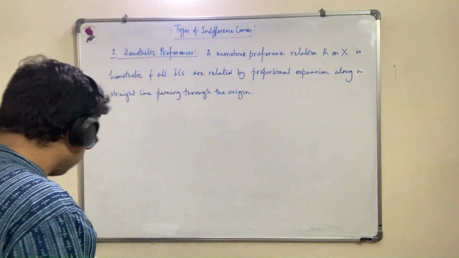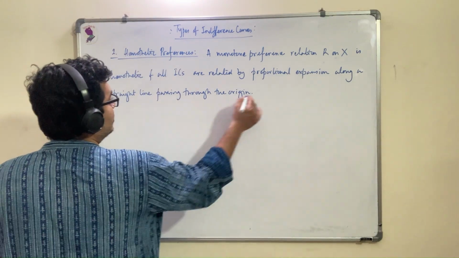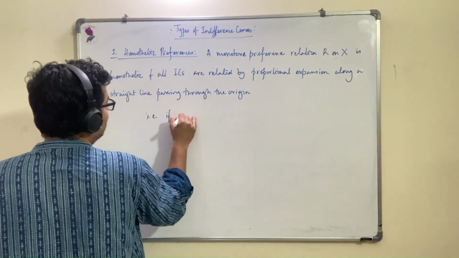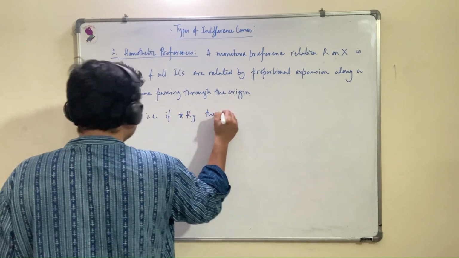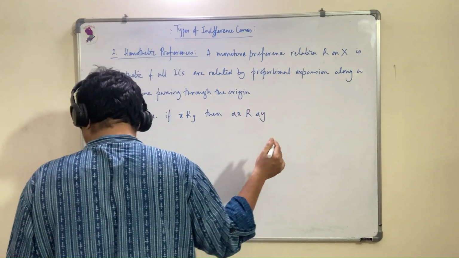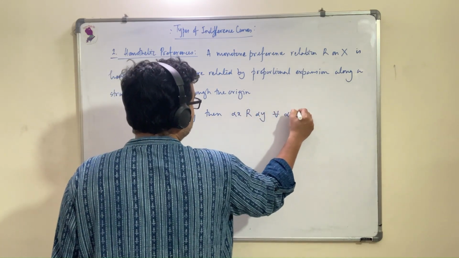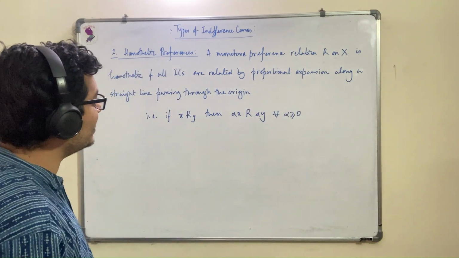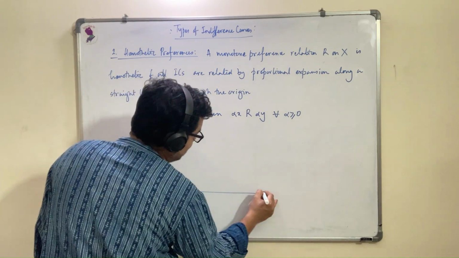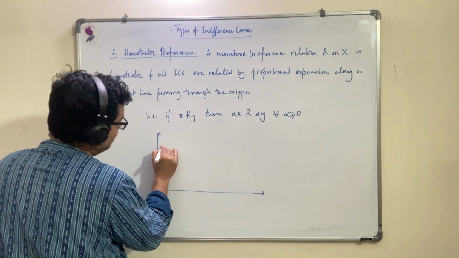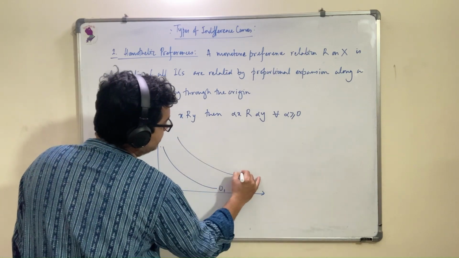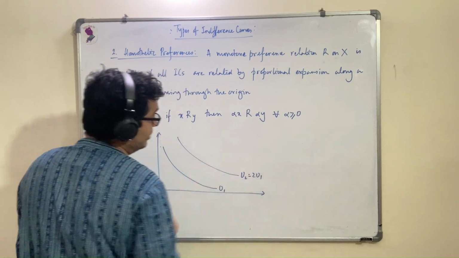Okay. So what does it mean? That is, if x R y, then alpha x R alpha y for all alpha greater than or equal to 0. Okay, so what does it mean in terms of diagram? In terms of diagram, this is what it means. Say I have drawn two ICs, and this is U1, this is U2, which is 2 into U1.